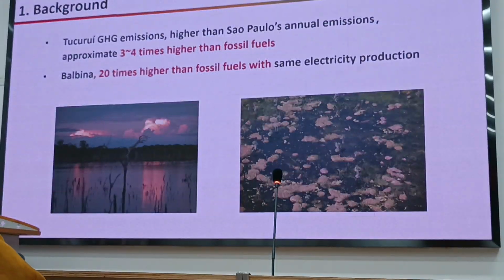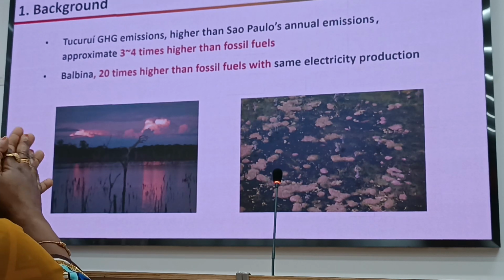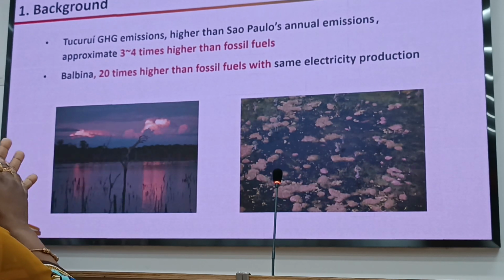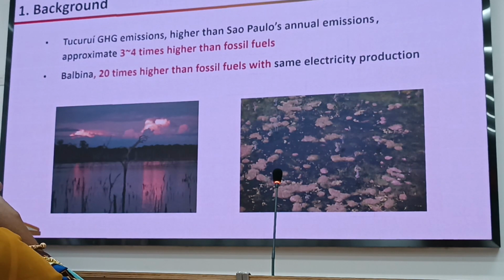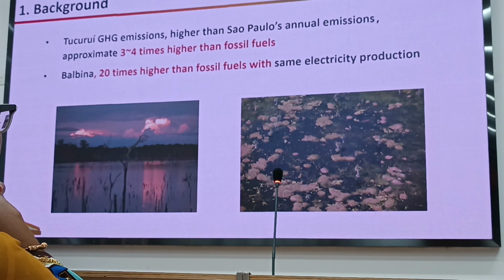But the worst cases are two dams. The first dam is Tucuruí in Brazil. They estimated that the gross emission of Tucuruí's dam is higher than São Paulo's annual emissions, and also approximately 3 or 4 times higher than the same hydropower production with fossil fuels. So this is amazing. And the other one is Balbina.